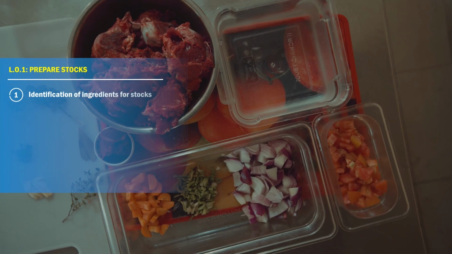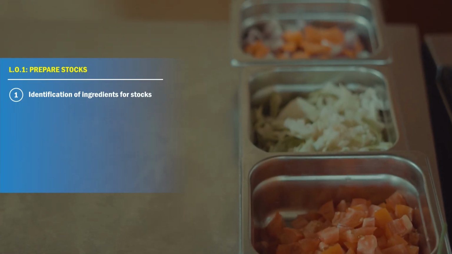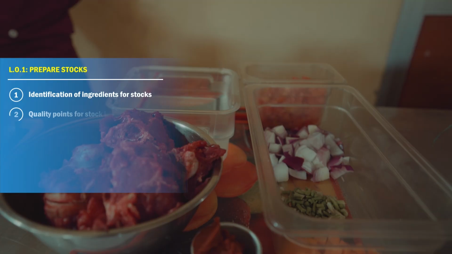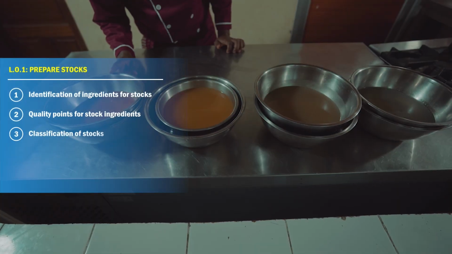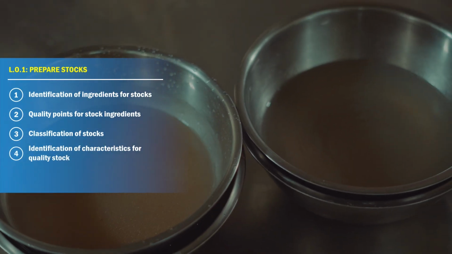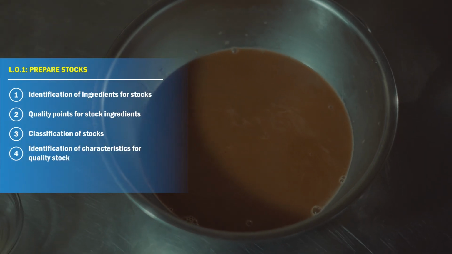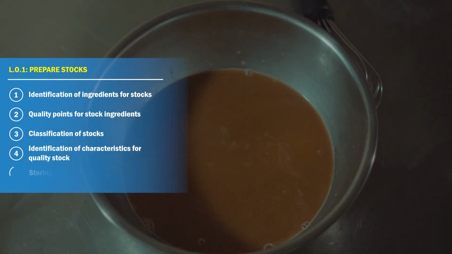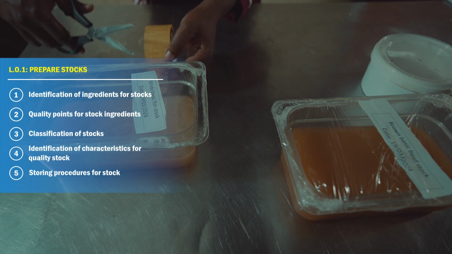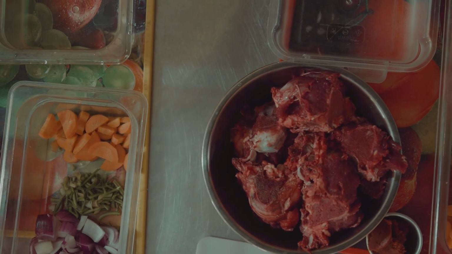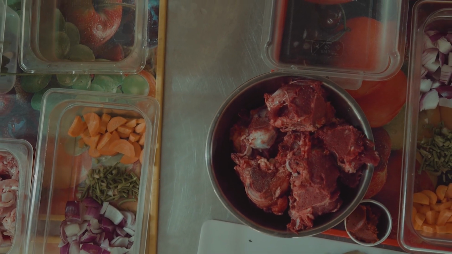1. Identification of ingredients for stocks. 2. Quality points for stock ingredients. 3. Classification of stocks. 4. Identification of characteristics for quality stock. 5. Storing procedures for stock. Now let's dive into each topic.